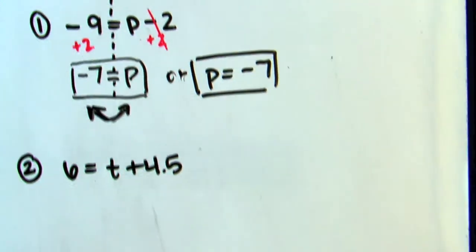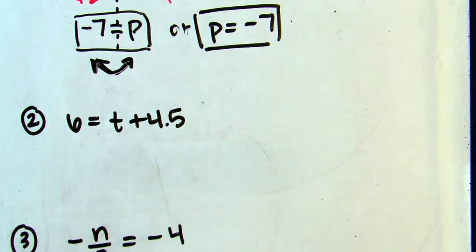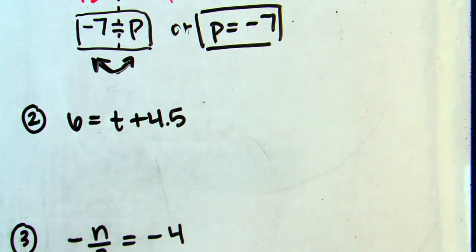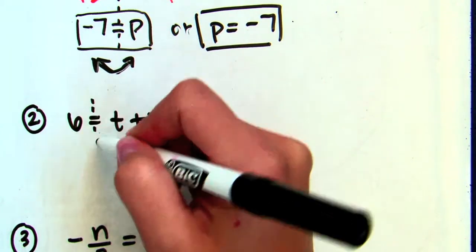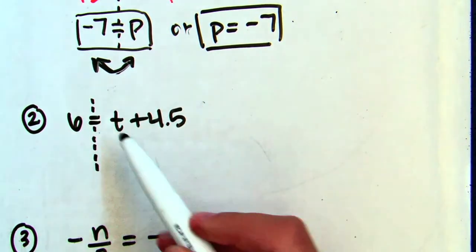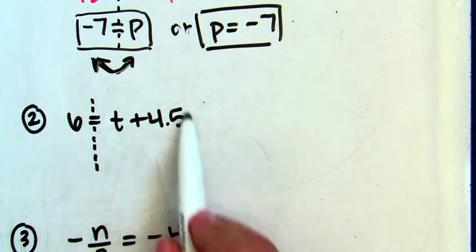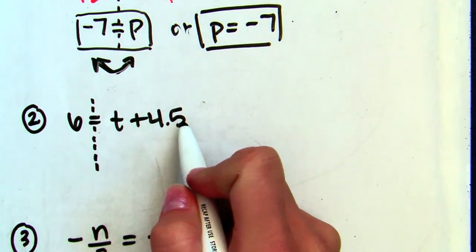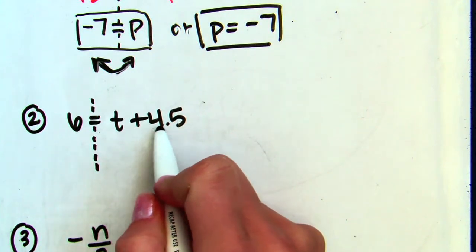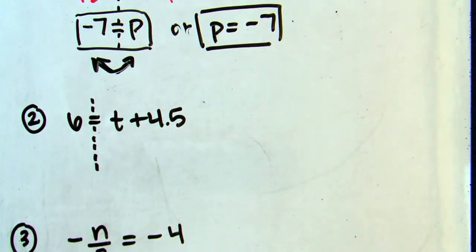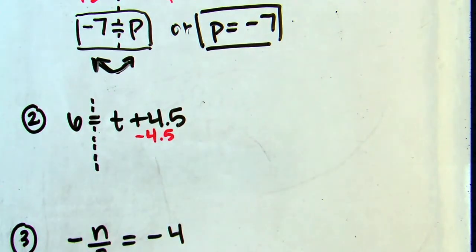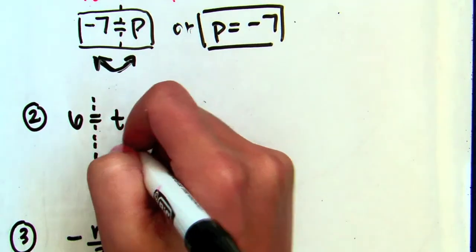Moving on. Number 2, we have this situation. We have 6 equals t plus 4.5. So we find our variable, which is our t, and we want to get this t alone. So on the right side, the only thing in the way is this plus 4.5. So the only way to get rid of a positive 4.5 is to subtract a 4.5. Because positive 4.5 minus 4.5 is 0.